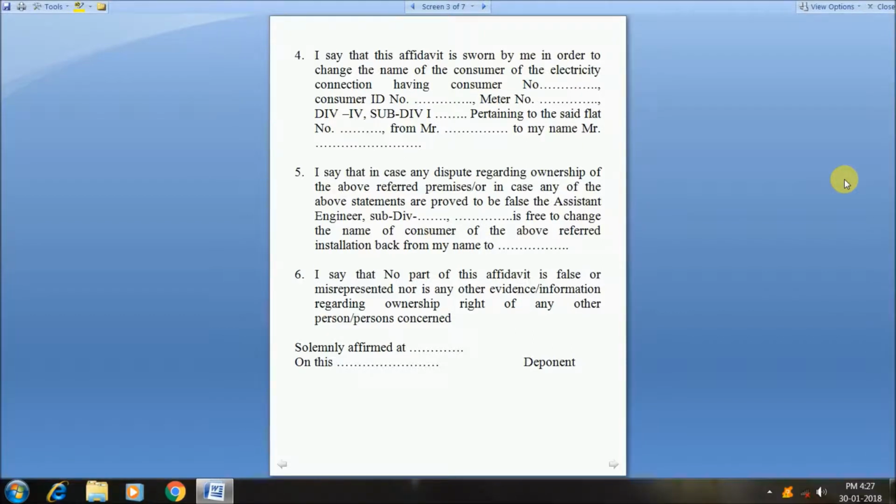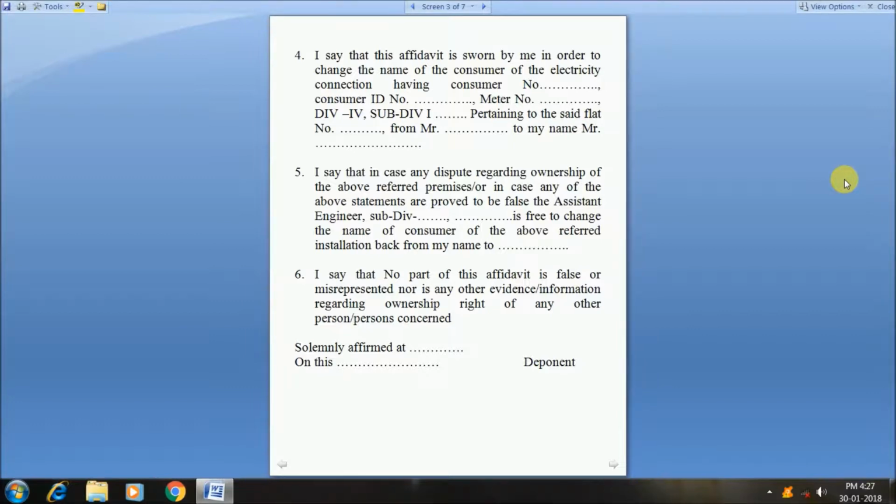And subsequently in paragraph 5 it has also been stated that I say that in case of any dispute regarding the ownership of the above referred premises is found, then the assistant engineer is always free to change or revert back the name on the electricity connection to the name of the original owner. So therefore that has also been included. So that sort of acts as an indemnity. That is, it is a combination of an affidavit as well as an indemnity bond.